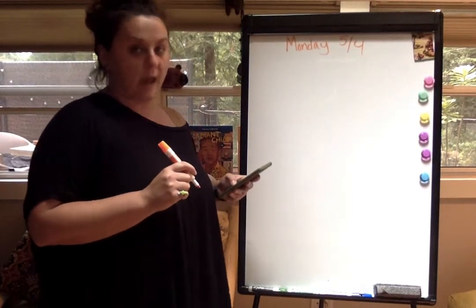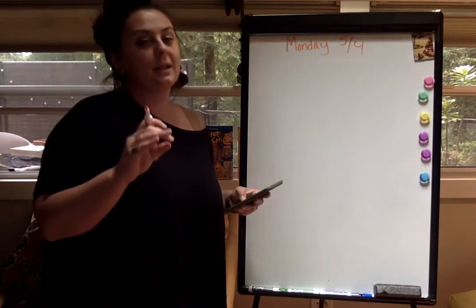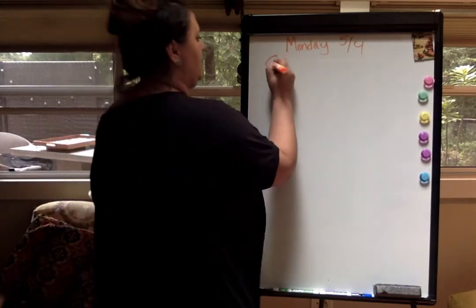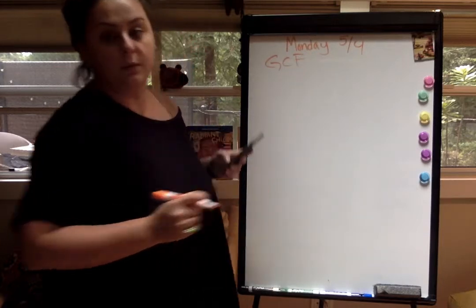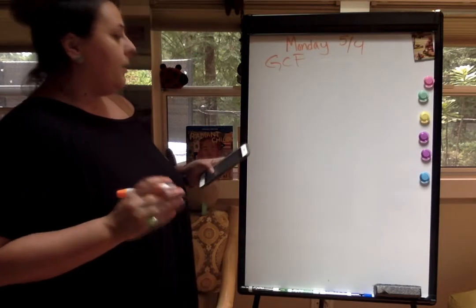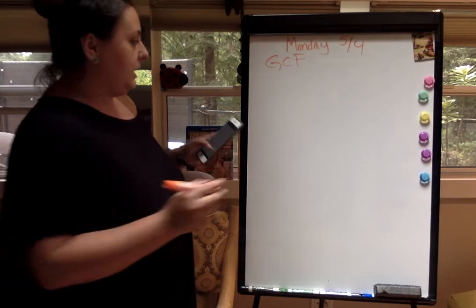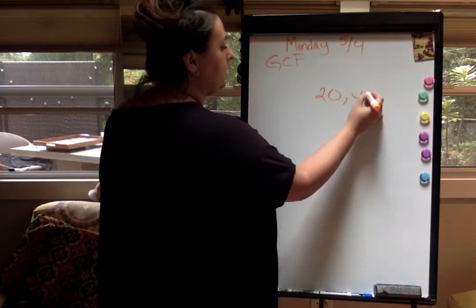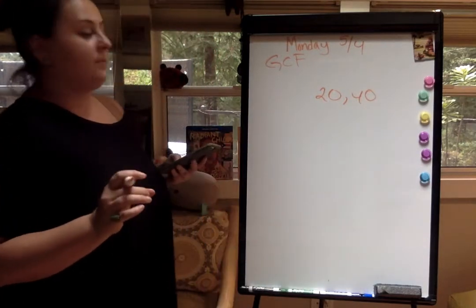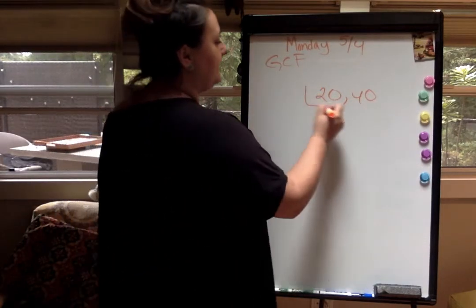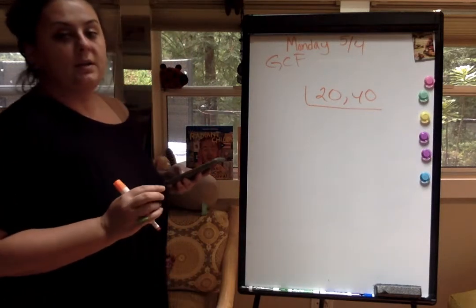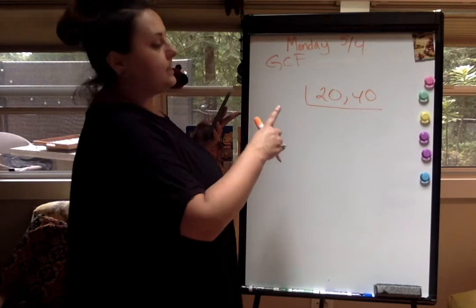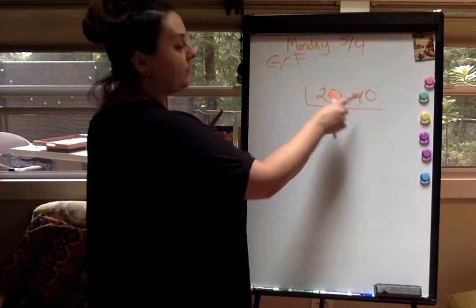Greatest common factor. Now, we did this a little bit, but not a lot. So let me show you how to find the GCF, greatest common factor. The first thing you're going to want to do is put both your numbers like this. So we want to find the greatest common factor of 20 and 40, and then do an upside down division symbol. Now we want to come up with something that can go into both of these.